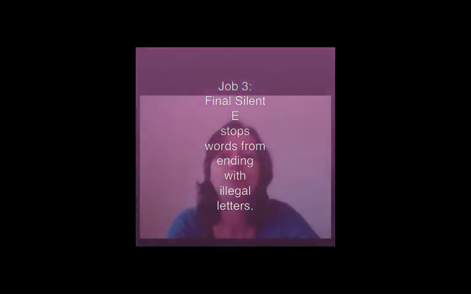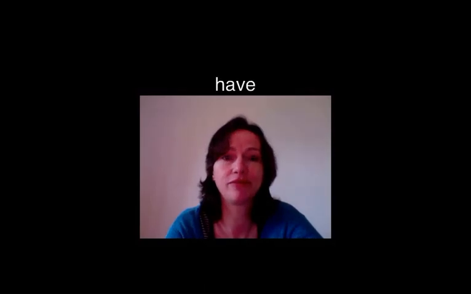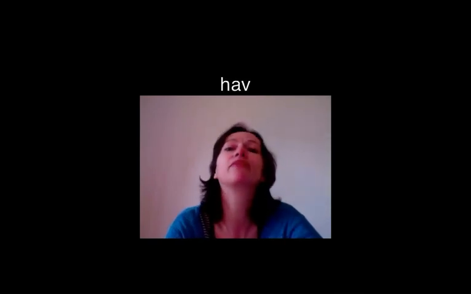Next to due, write have. If we took away the final silent E, what would the word say? That's right, it'd say hav, but it doesn't look right, does it? And that's because V is illegal. So there are two examples of final silent E doing job 3. Job 4 is a little more complex, so we're going to read something and then we're going to watch the video.